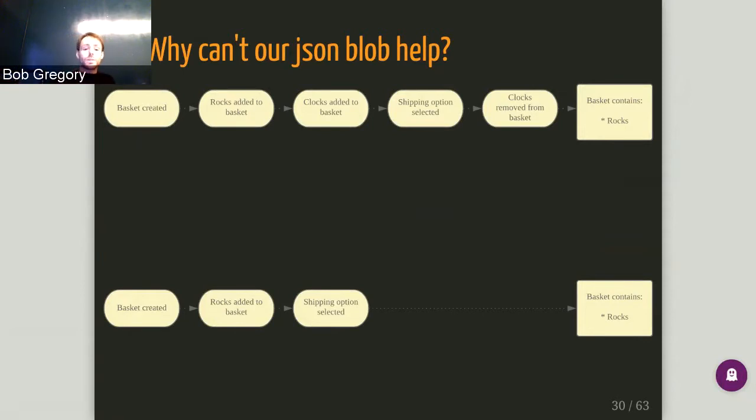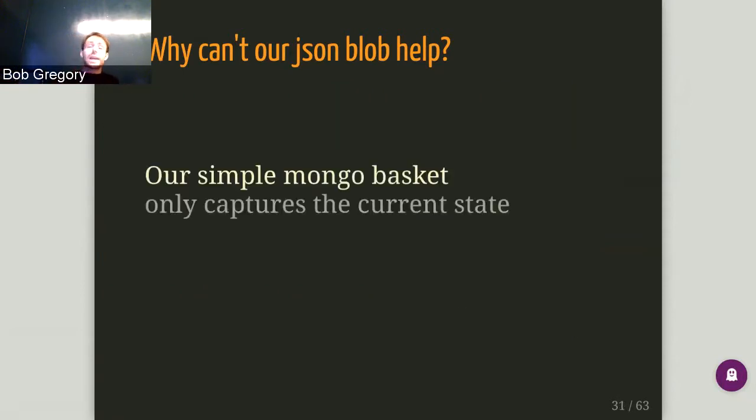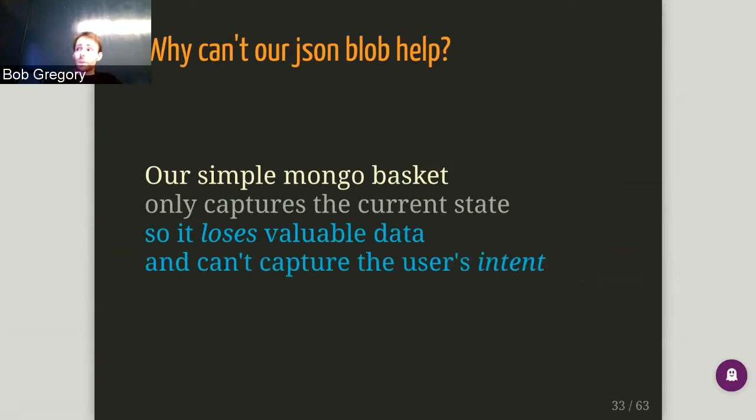So our JSON blob is useless to us because it only captures the current state. And because it can only capture that current state, it loses valuable data, right? We didn't know that the information that the user removed the clocks was valuable at the time. It turns out to be really critical later on. This happens a lot. And because it loses that data, it can't capture the user intent. It can't go back and go, what were we thinking? What caused the basket to be in this state?